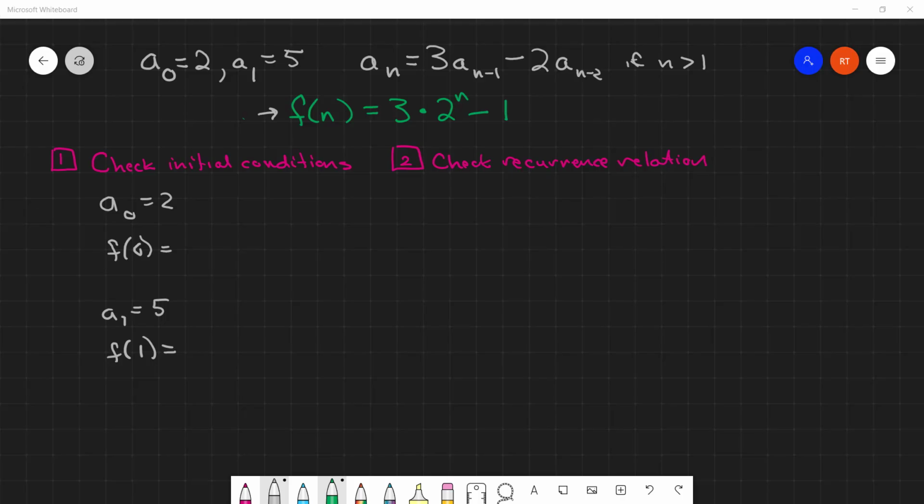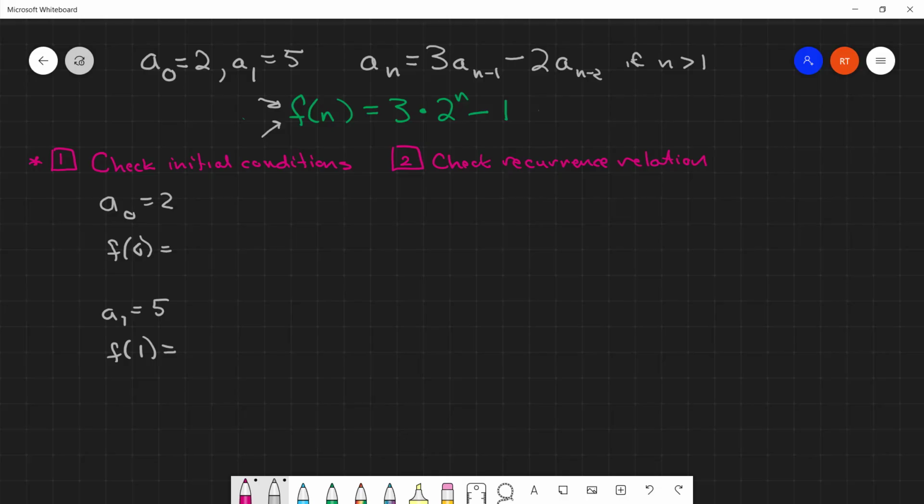Let's look at another example, going back to the earlier recurrence relation a sub n equals 3 a sub n minus 1 minus 2 a sub n minus 2, with initial conditions a0 equals 2 and a1 equals 5. I'm going to claim that this function, f of n equals 3 times 2 to the nth power minus 1, is a solution. I'm not going to tell you how I actually got this function. That's coming in a later video. I just want to prove that it solves the recurrence relation.